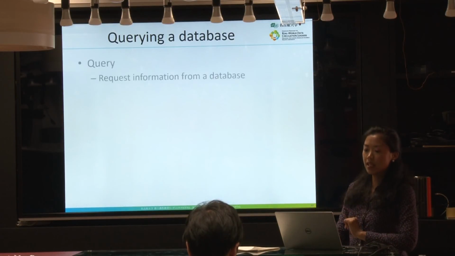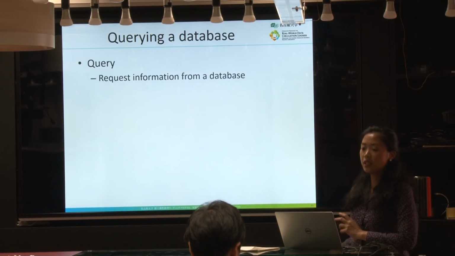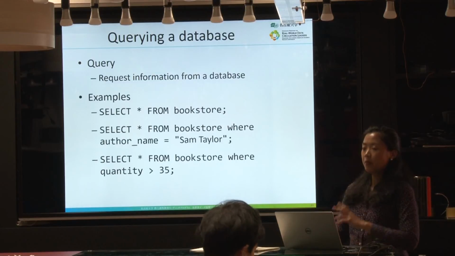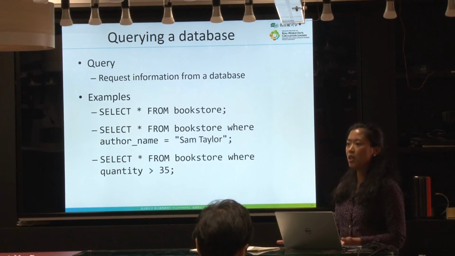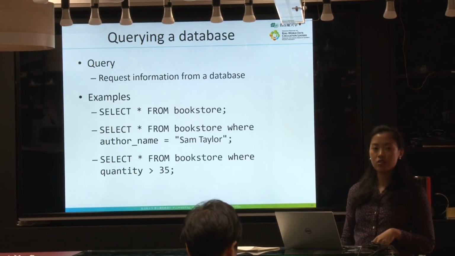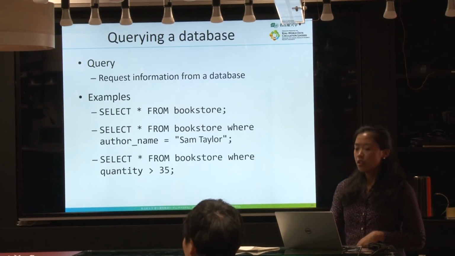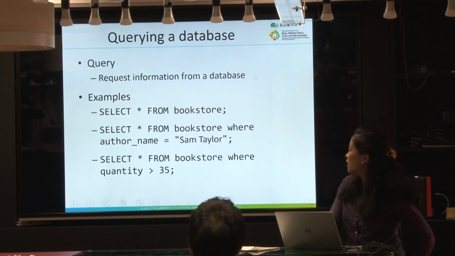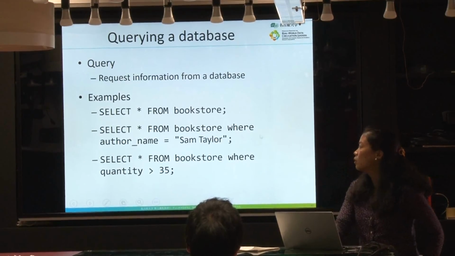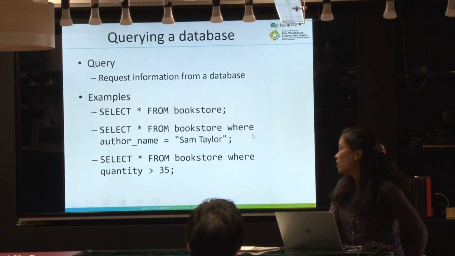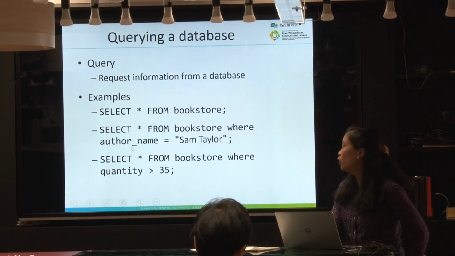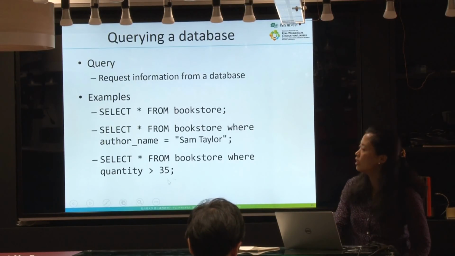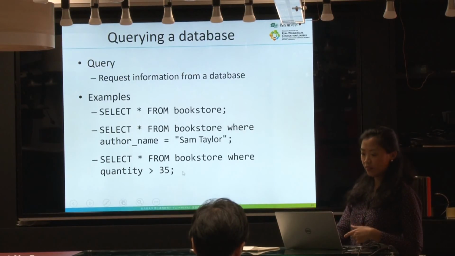One of the things that makes databases very important is a query. A query refers to the action of retrieving data from a database. But sometimes you don't want to select all the information inside the database, right? You just want to select a few records. So you use the select statement. In the first query, you select or retrieve all the data in your bookstore table. In the second query, you only retrieve the records which have the column value of Sam Taylor. And this one is only those values with quantity greater than 35.